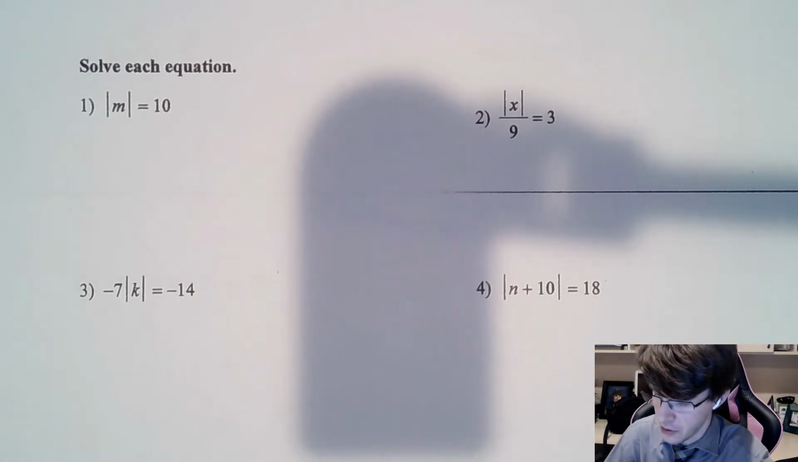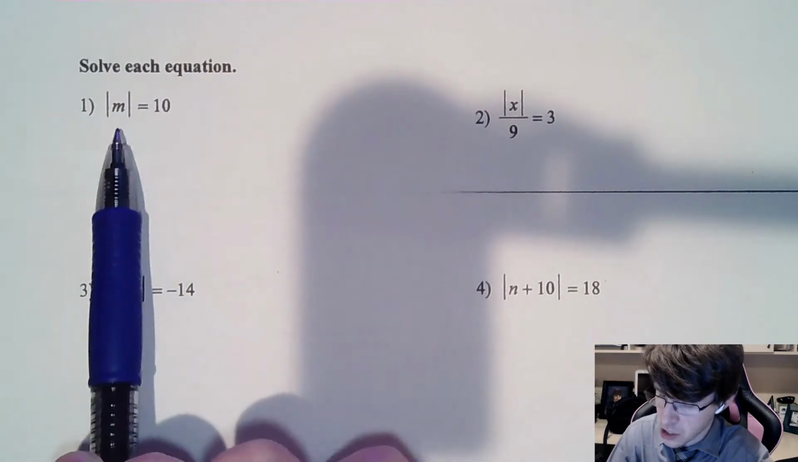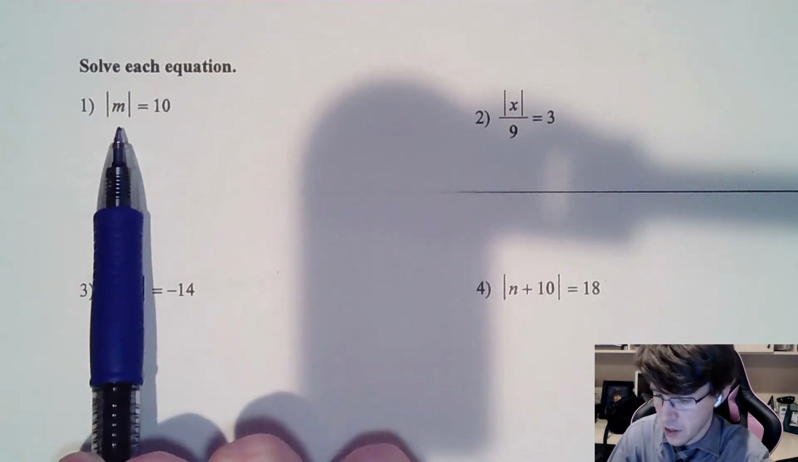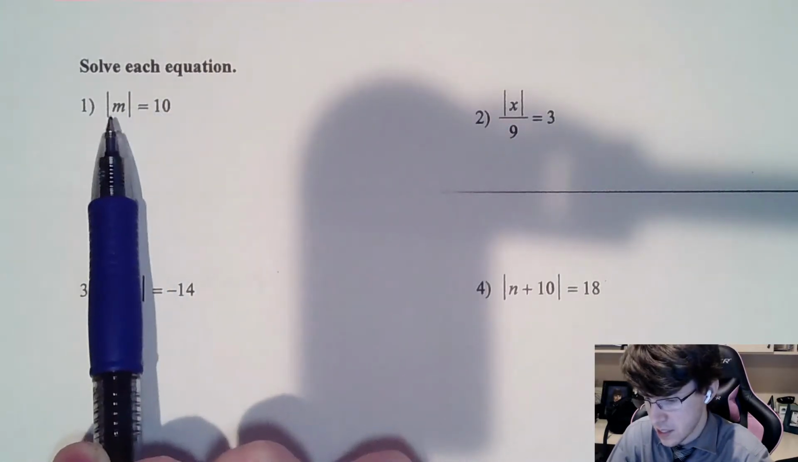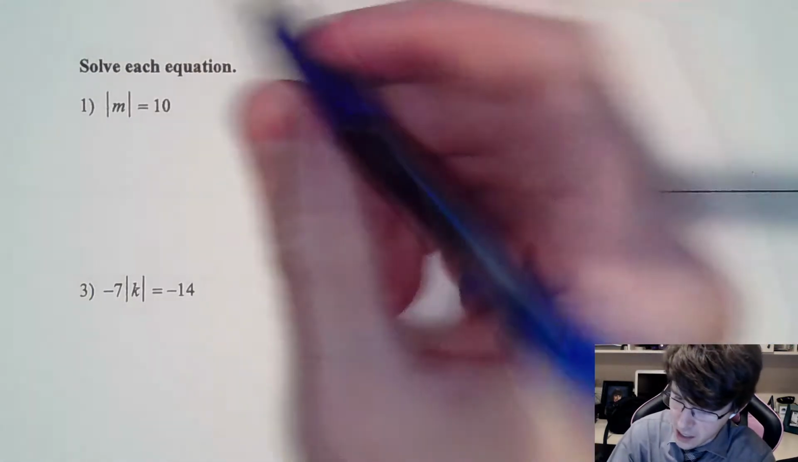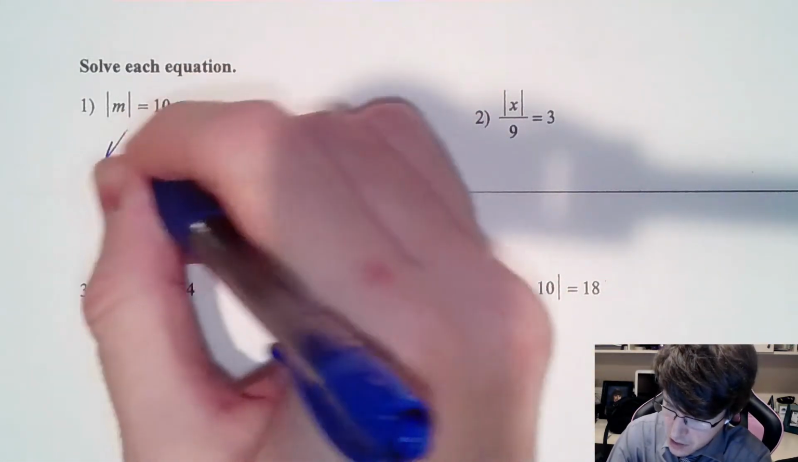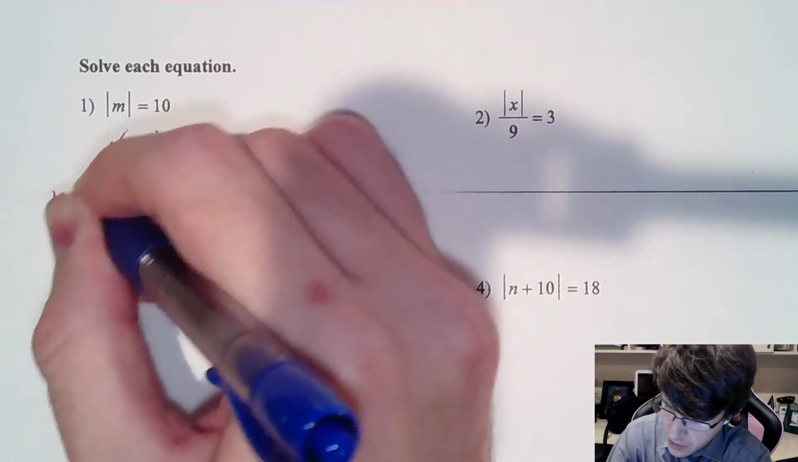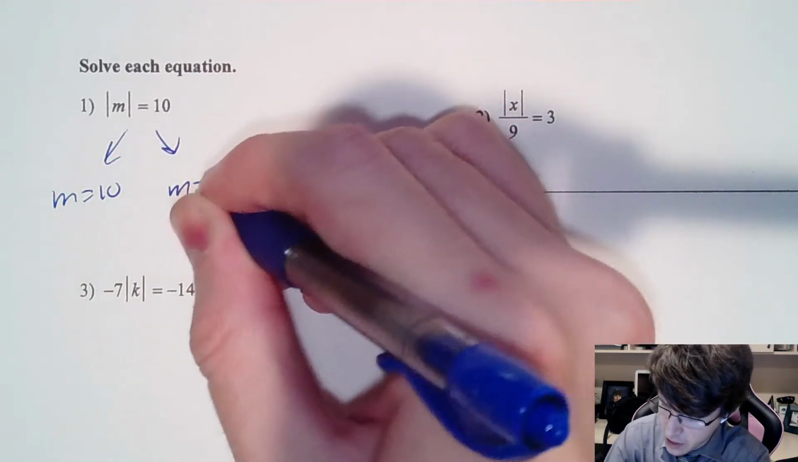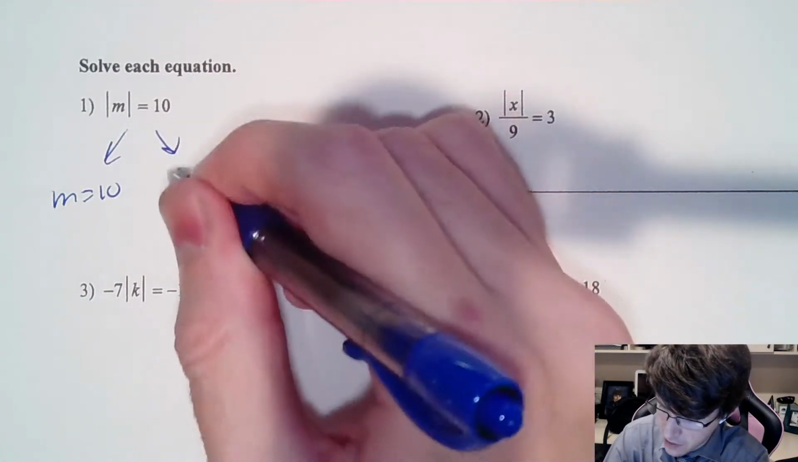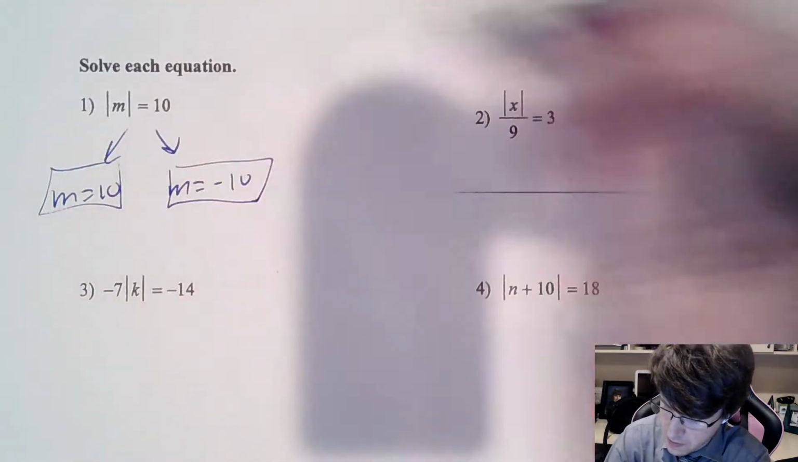Let's hop to it. So reminder, solving each equation here, this is an absolute value. An absolute value means distance. So it's saying the distance from m to 0 is 10. There are two possibilities for that answer. M can be equal to 10 or m can be equal to -10. So this one's kind of just a freebie.